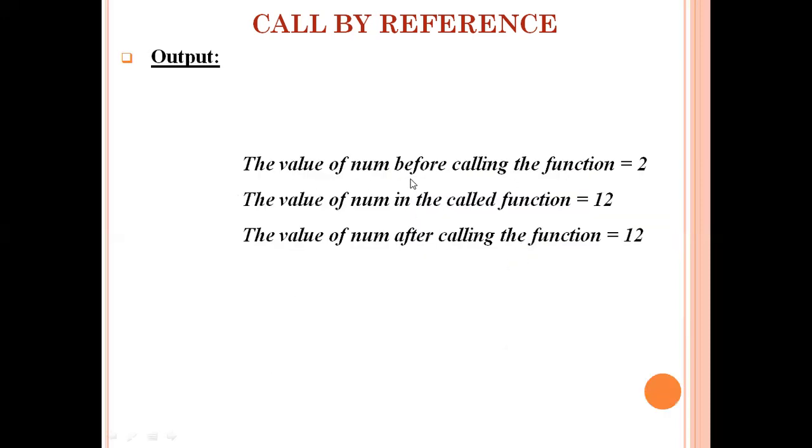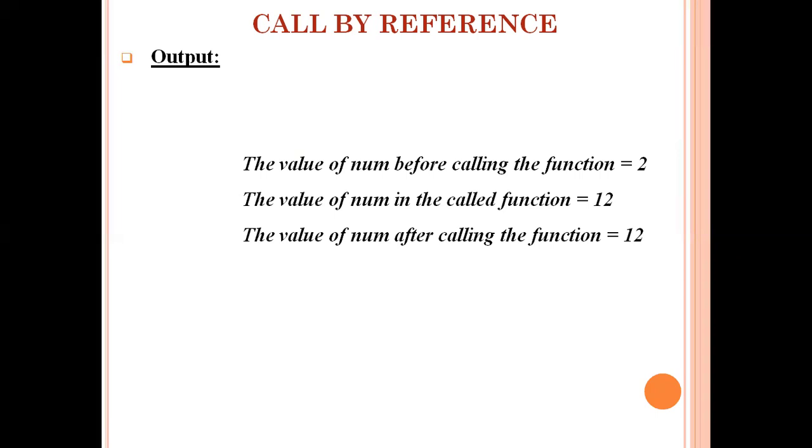Okay, the value of the number before calling the function is 2, and the number in the called function, okay, in the called function, the value is actually modified, that is equal to 12. And after calling the function, in the calling function also, the modification is reflected, that is number is equal to 12. Okay, so this is the concept of call by reference.